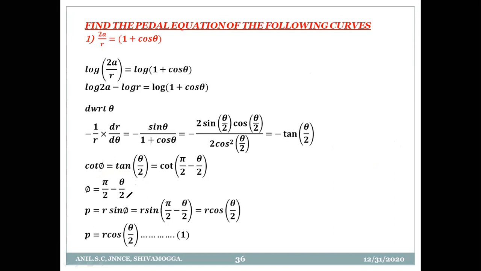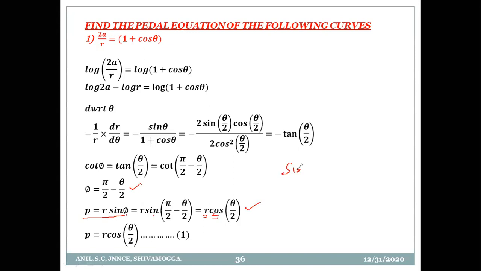Next, the second working rule. What is the second working rule? Substitute in p is equal to r sin phi. We just derived this expression. Therefore, p is equal to r into sin phi, and phi is pi by 2 minus theta by 2. Pi by 2 is an odd multiple of 90. In such cases, the trigonometric ratio changes into its co-ratio. That means sin changes to cos, and the angle is theta by 2. Pi by 2 minus theta by 2 lies in the first quadrant, and in the first quadrant all ratios are positive.